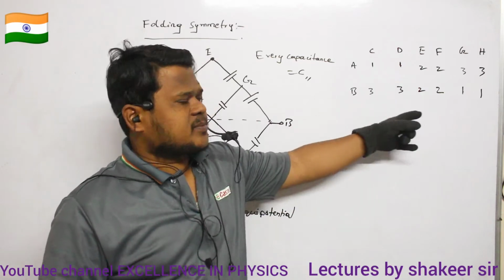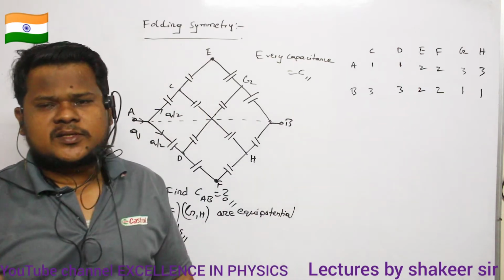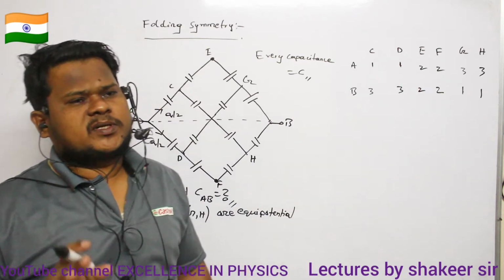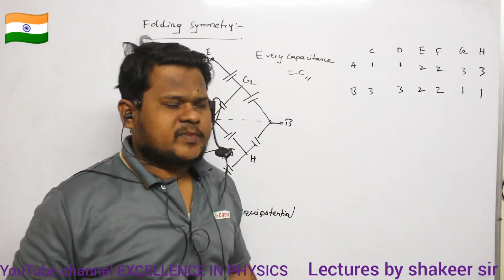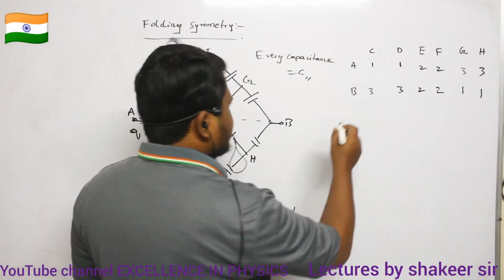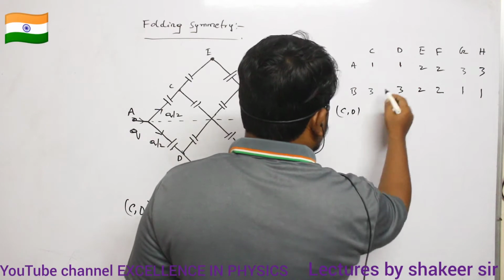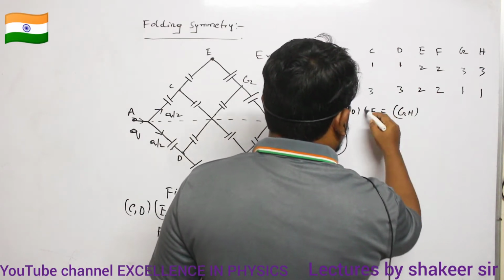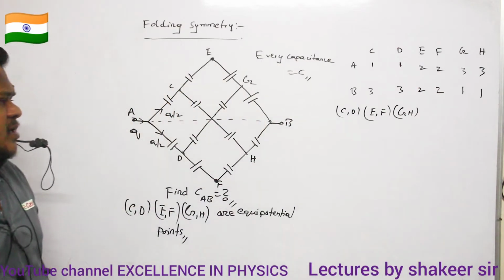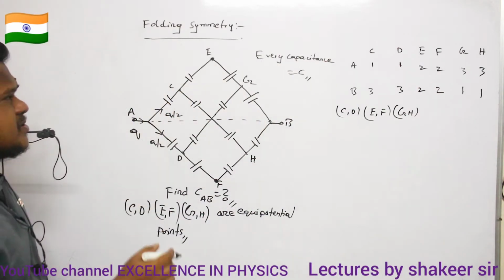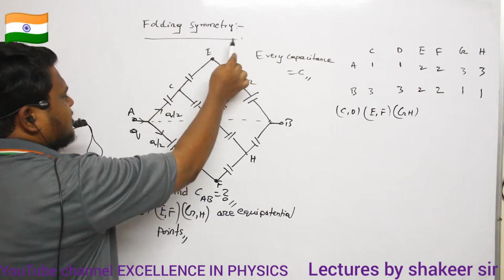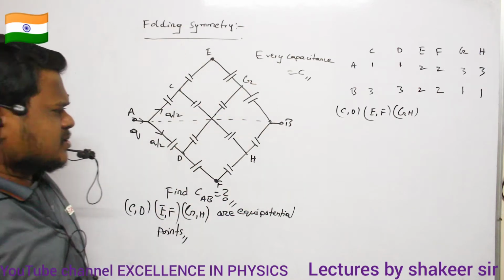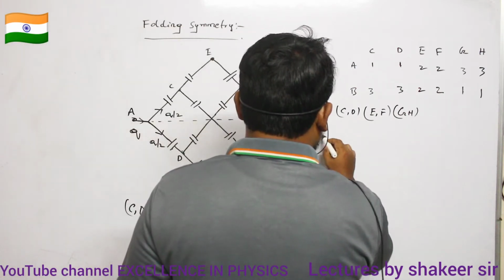If you don't have an idea about this, then you can draw this type of figure. Clear? This type of table you can draw, and you select the shortest path in reaching up to that point. Then also you can find, so here also I can say C, D, next E, F, and G, H. They are definitely equipotential points. Okay. So if they are equipotential points, instead of this folding symmetry, I can do one more method. So let us calculate in the first method of solving this problem.